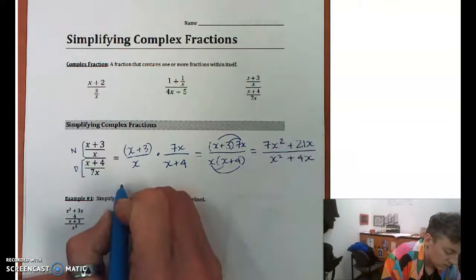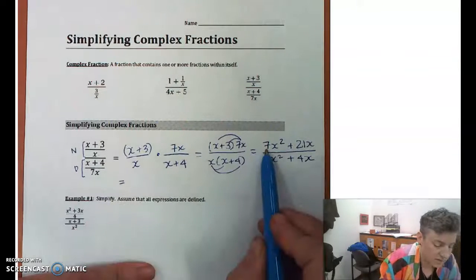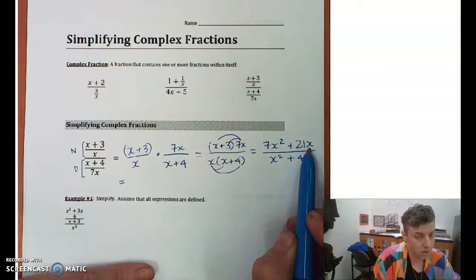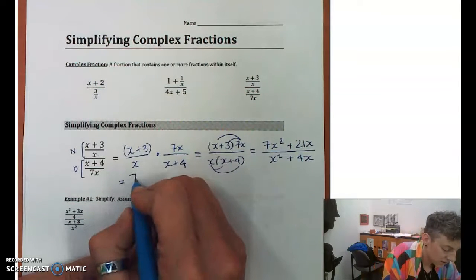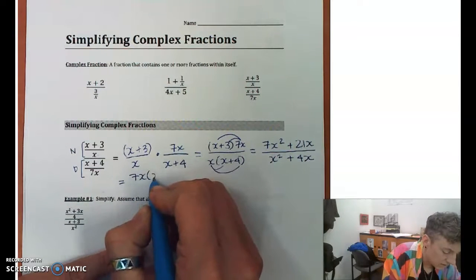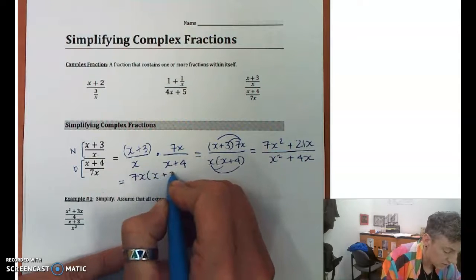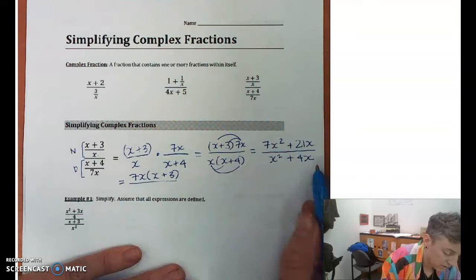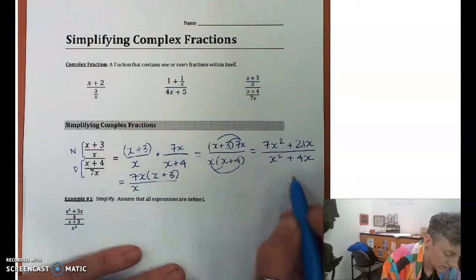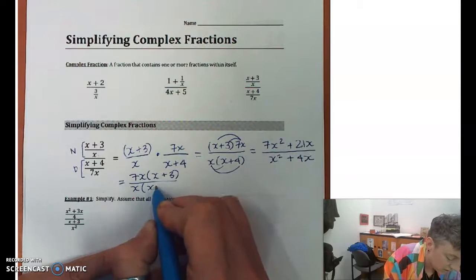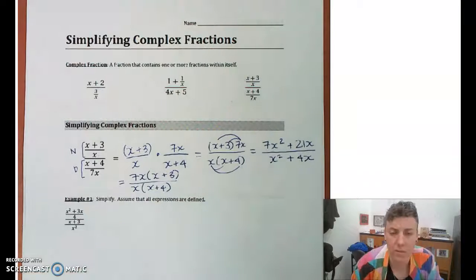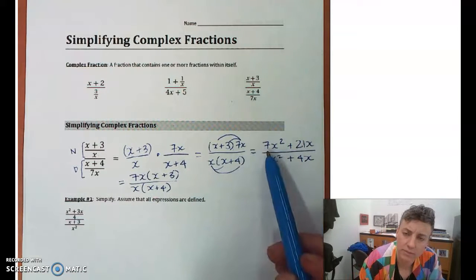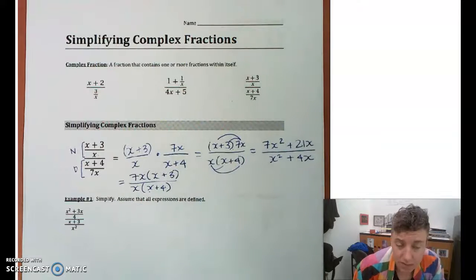So let's do that. What's the GCF of 7x squared plus 21x? You are correct. It is 7x. Take out a 7x and we get x plus 3 on the top. Ha! On the bottom, what are we going to get? GCF is x. X plus 4. I went a little hard there, didn't I? Because we're getting back exactly what we got before. So let's see what can cancel.